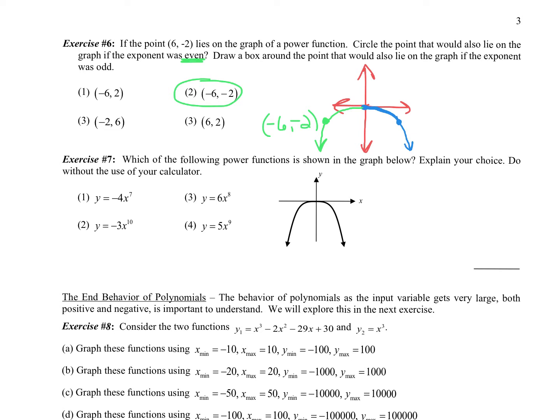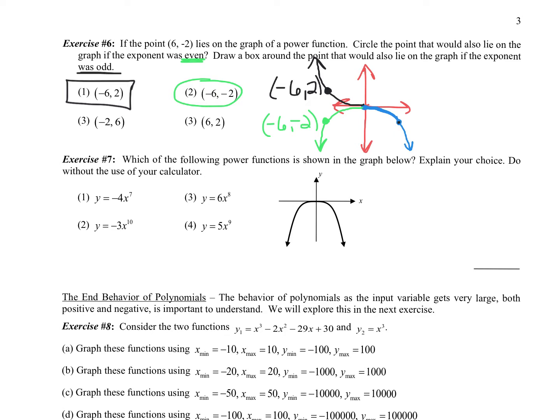It says draw a box around the point that would lie on the graph if the exponent was odd. So remember, the blue is my initial piece I know has to be true. If it was odd, we know the arrows have to go in opposite directions. We also know that the graph has rotational symmetry of 180 degrees about the origin, so this point could go with this point. This point is (-6, 2). So that point is right here, and we're going to put a box around it. So whether the exponent is even or odd, we can know if the arrows go in the same direction or opposite, and we also use that symmetry rule to find other points.